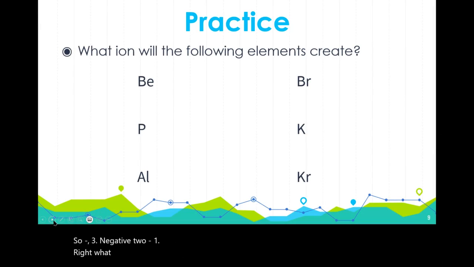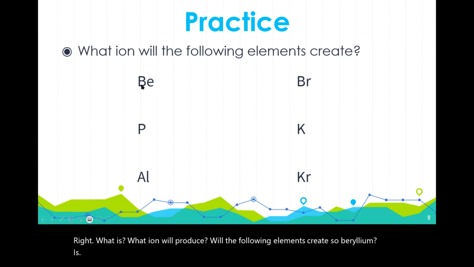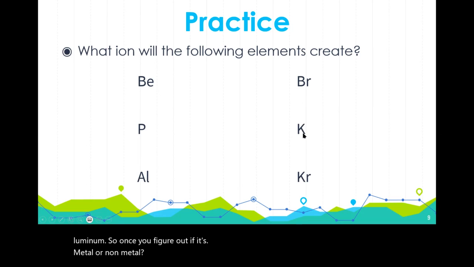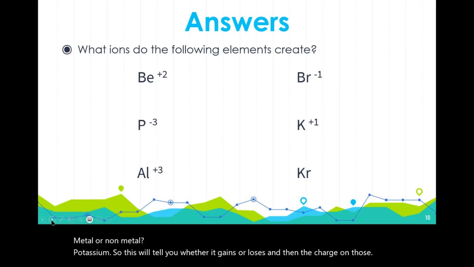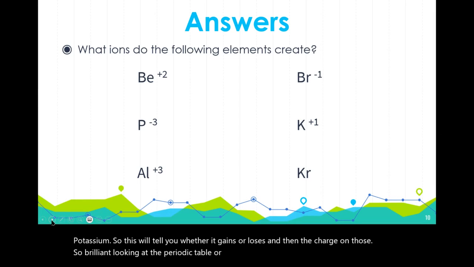Right, what ion will the following elements create? Beryllium is a metal, so it's going to be a plus. Phosphorus is a nonmetal, it's going to be a negative. Aluminum, potassium. Once you figure out if it's metal or nonmetal, this will tell you whether it gains or loses, and then the charge. So beryllium, looking at the periodic table or the oxidation number, +2. Phosphorus is a nonmetal, -3. Aluminum, metal, +3.